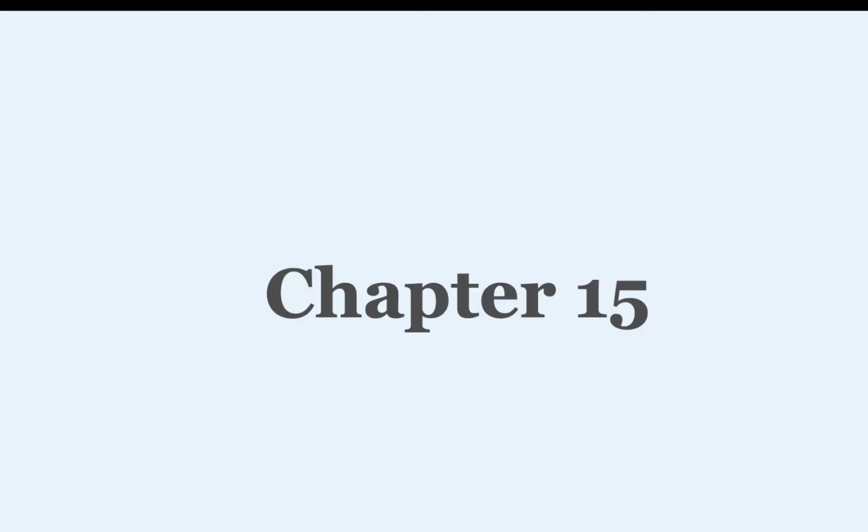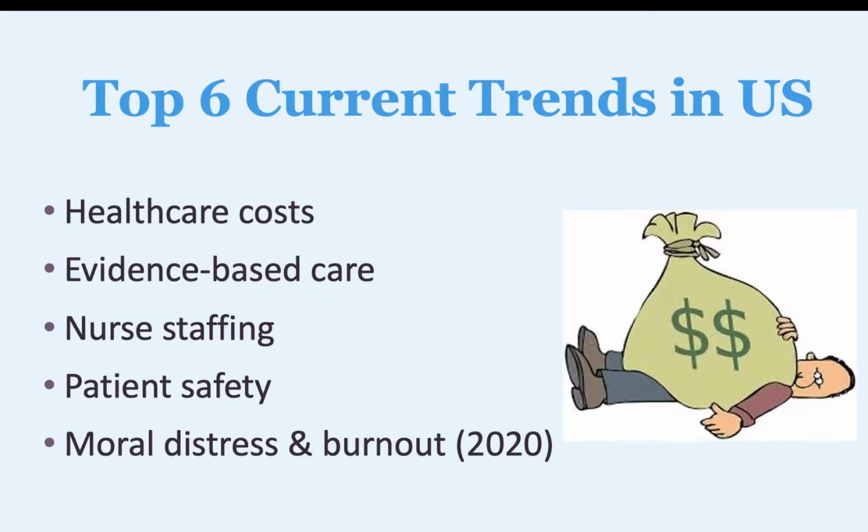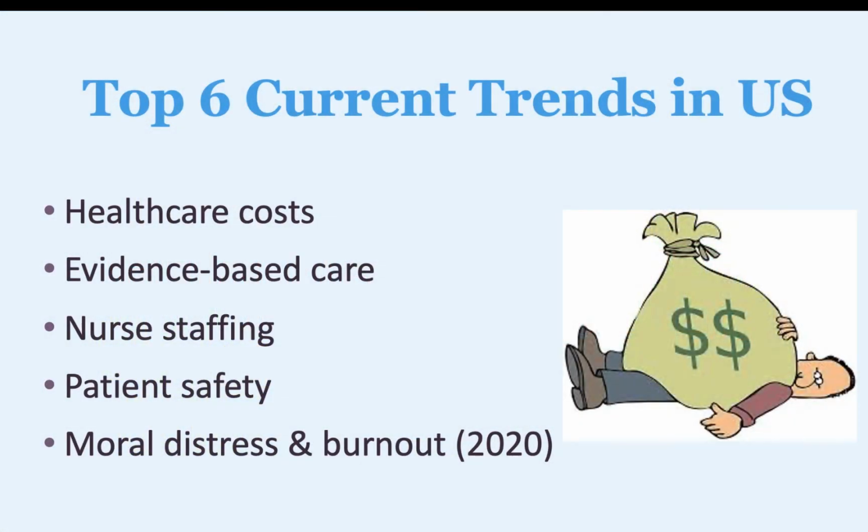Okay, on to Chapter 15. We're going to talk about the top 6 current trends in the U.S. They are all listed in terms of priority of what is the biggest and most important issue. It starts with healthcare costs, evidence-based care, nurse staffing, patient safety, and moral distress and burnout.